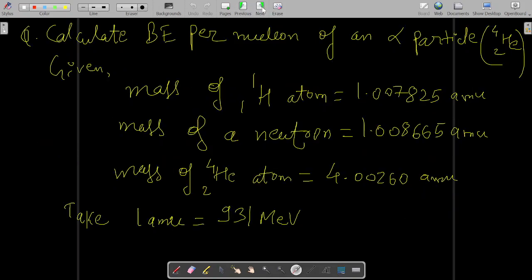Now there is one question: calculate the binding energy per nucleon of an alpha particle. We are given the mass of the 1H1 atom, the mass of the neutron, and the mass of the He24 atom, and 1 AMU is equal to 931 mega electron volt according to Einstein's energy mass equivalence relation, from delta E is equal to delta m c square.